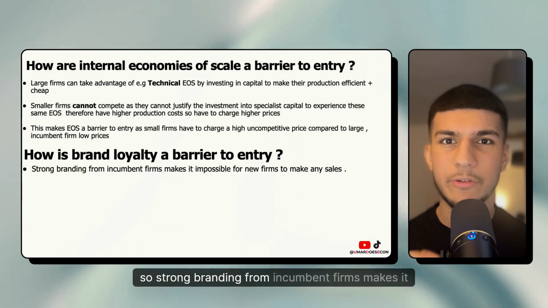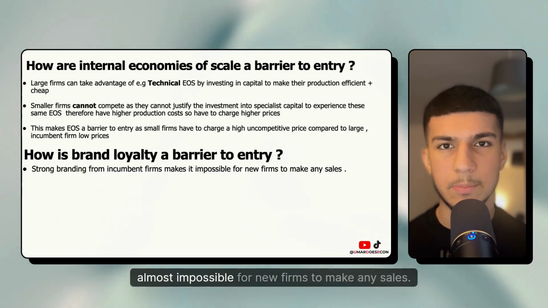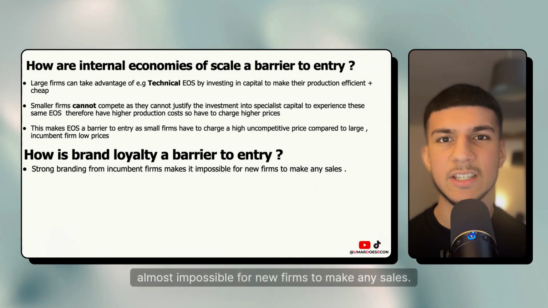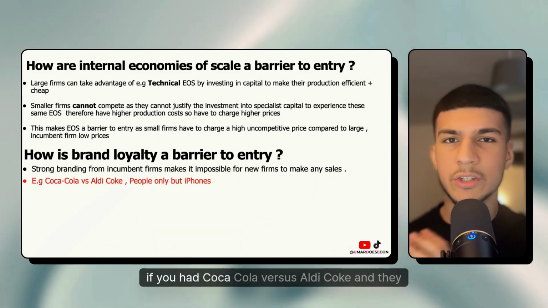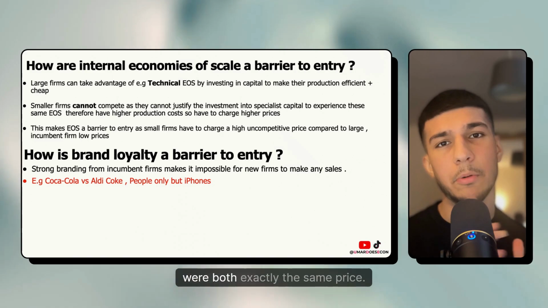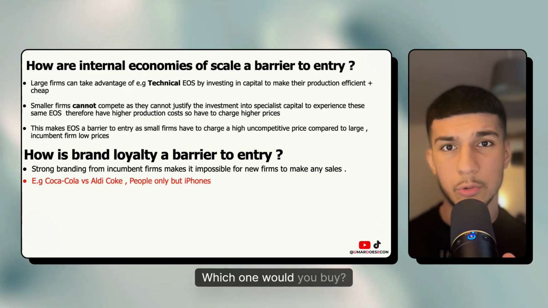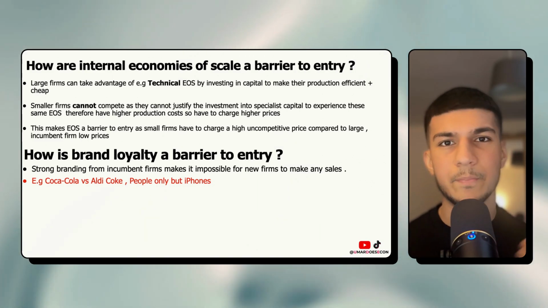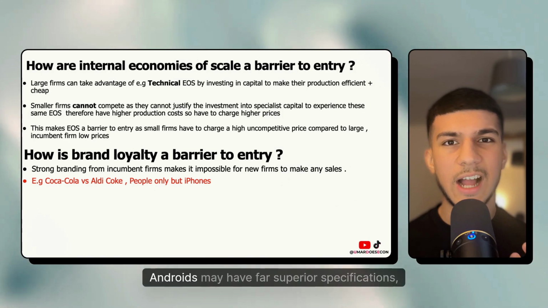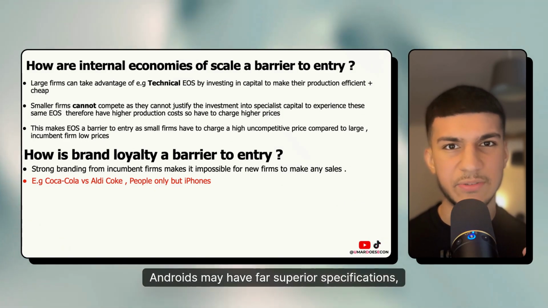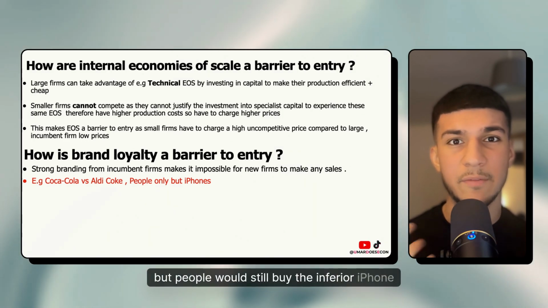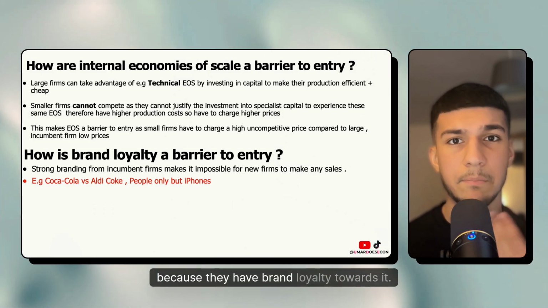So strong branding from incumbent firms makes it almost impossible for new firms to make any sales. For example, if you had Coca-Cola versus Aldi Coke and they were both exactly the same price, which one would you buy? Fairly simple decision. Then iPhones versus Androids. Androids may have far superior specifications, but people would still buy the inferior iPhone because they have brand loyalty towards it.